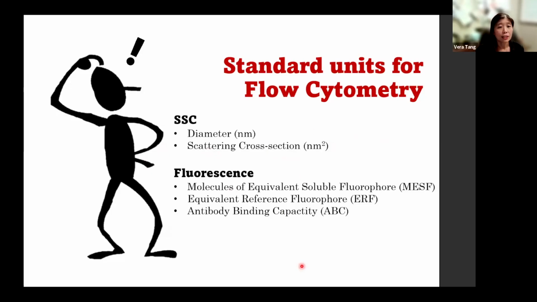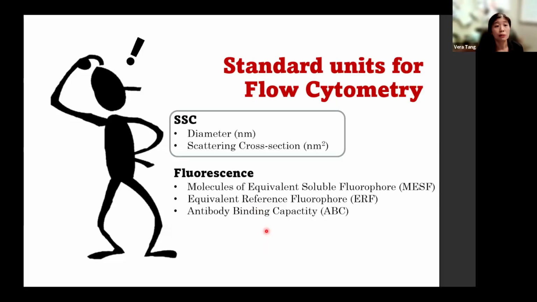So fluorescence, these terms are probably more familiar to you guys: molecules of equivalent soluble fluorophore, MESF, equivalent reference fluorophore, ERF, and antibody binding capacity. So antibody binding capacity, in my opinion, has a lot more biological relevance because we're talking about how many antibodies are able to bind to a specific target. And that can translate very easily to biological understanding if you're looking at, for example, markers or receptors on viruses, as the situation of small particles.